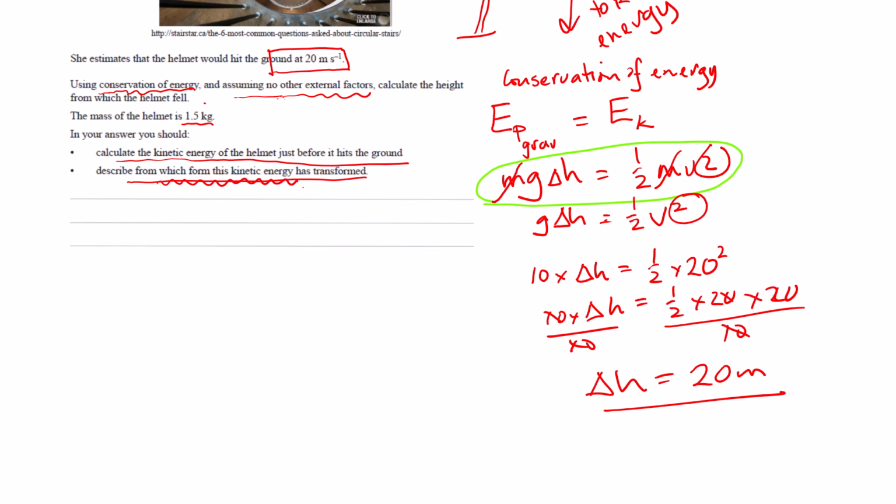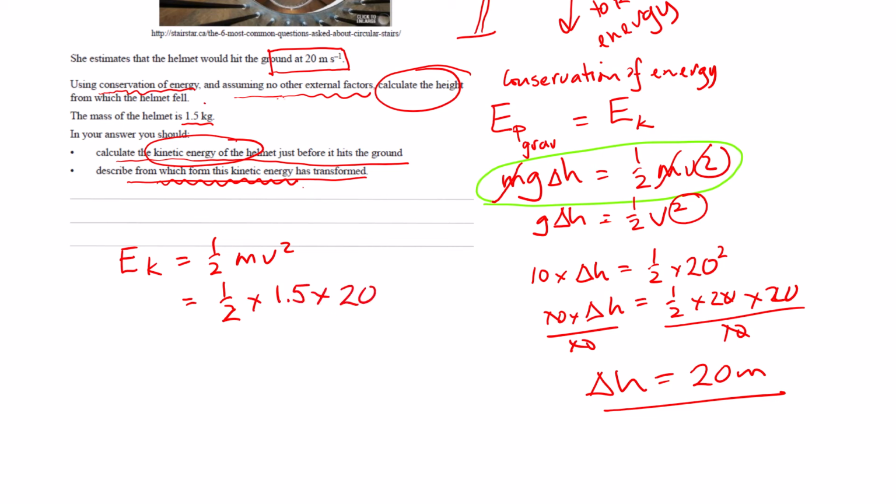Okay, so we've calculated the height from which the helmet fell, and we need to calculate the kinetic energy of the helmet just before it hits the ground. So kinetic energy, according to our formula, is equal to 1/2 mv squared. The mass of the helmet we're given is 1.5 times velocity squared again is 20 meters per second squared, which means the kinetic energy equals 300, and remember it's energy, so it's going to be in joules.